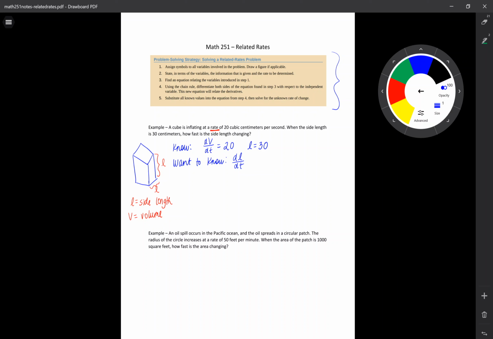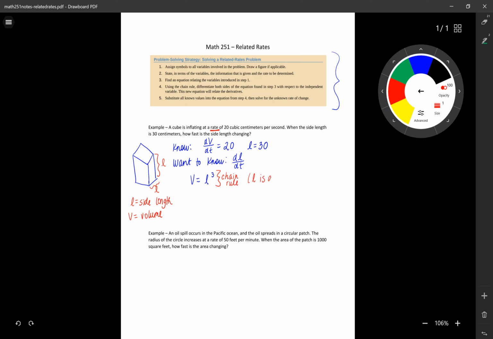Now we need to find an equation that relates our two variables together. So how are side length and volume related to each other? Well, since this is a cube, I know that volume is equal to L cubed. This is the equation that we'll be working with. So now I want to differentiate both sides because I have some derivatives here that I care about. I need to keep in mind that L is a function. The side length is changing, it's not static. So I need to use the chain rule here since L is a function and not a variable.